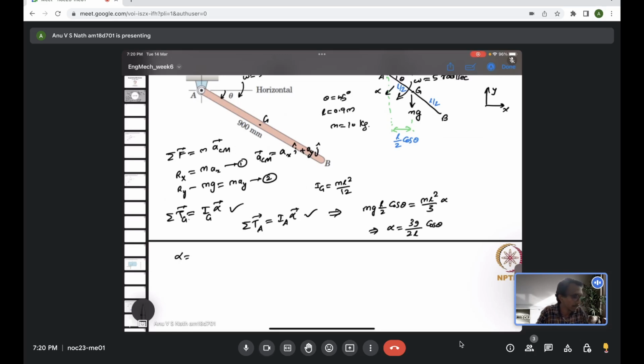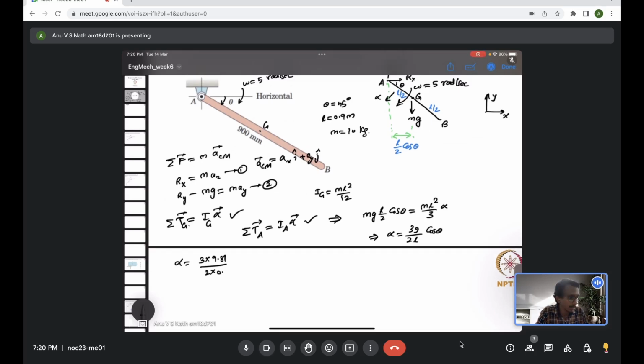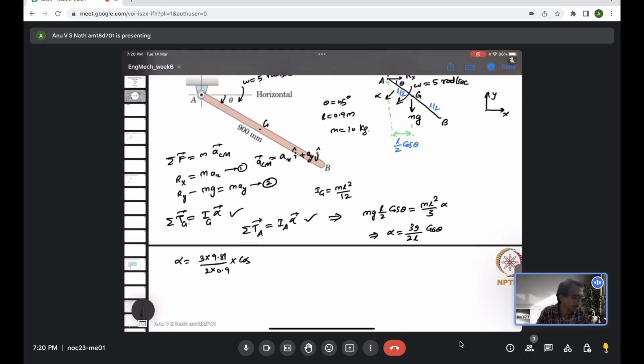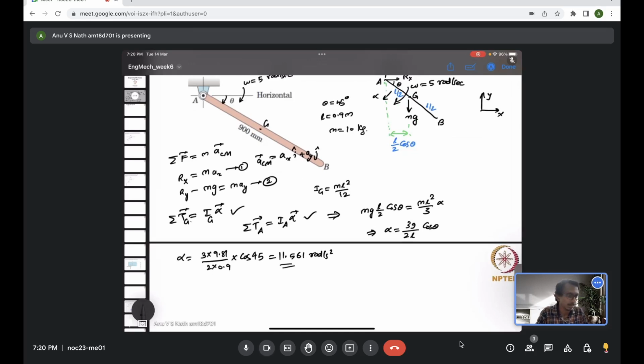If I substitute all the values, 3 times 9.81. You can choose g to be 10 also, but I just use 9.81. Sometimes in the question it will be specified that you have to use 9.81, otherwise you can choose 10. The length is given as 0.9 meter times cos of theta, where theta is given to be 45 degrees, and you will obtain around 11.561 radian per second square. So now you have evaluated the angular acceleration by using the torque balance equation.